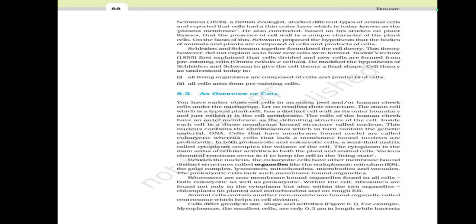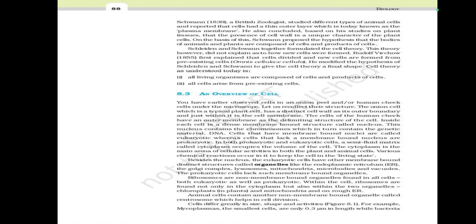An overview of the cell. You have earlier observed cells in an onion peel or a human cheek cell under the microscope. Let us recollect their structure. The onion cell, which is a typical plant cell, has a distinct cell wall as its outer boundary, and just within it is the cell membrane. The cells of the human cheek have an outer membrane as the delimiting structure of the cell.